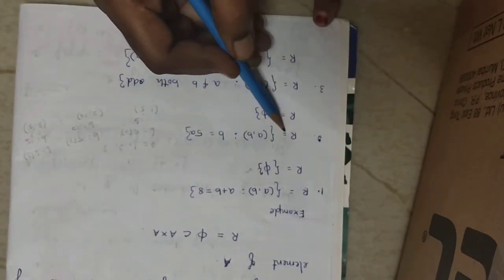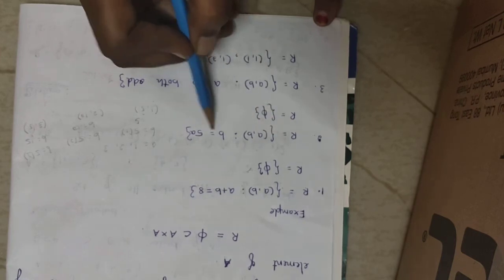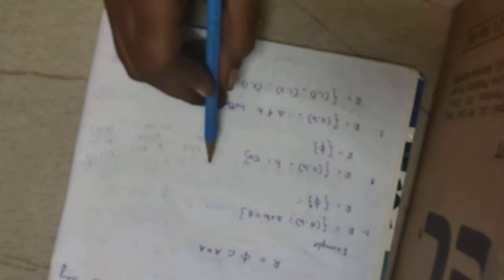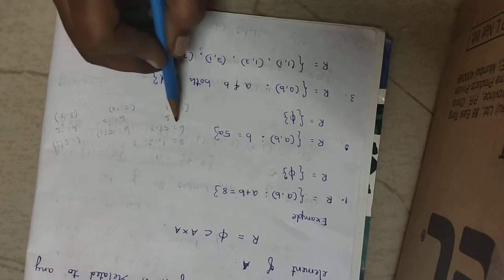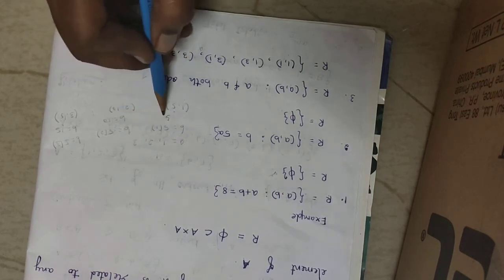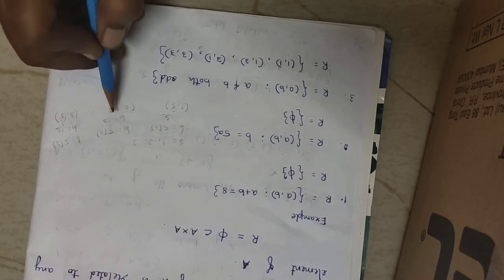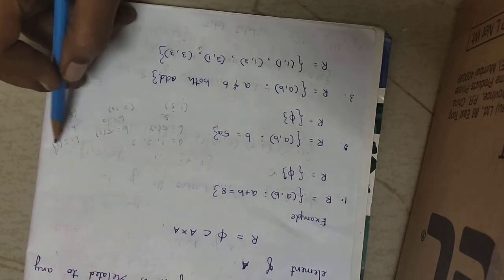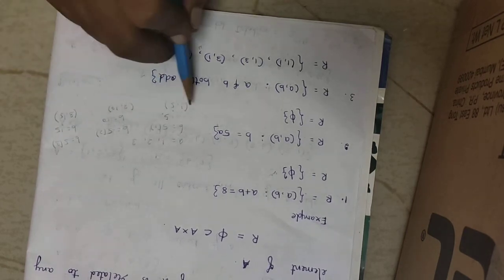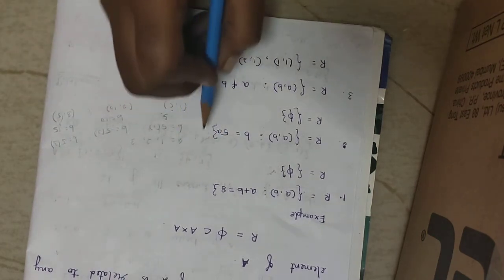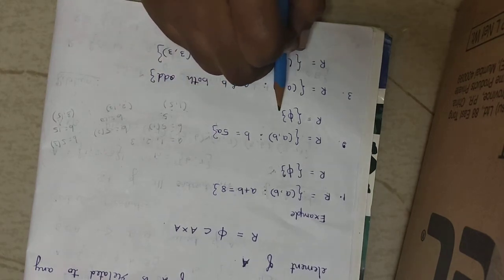Now see here, R is equal to (a, b) such that b is equal to 5a. Now a is the elements 1, 2 and 3. b is equal to 5a, that is 5 into 1, 5. Now the ordered pair is 1 comma 5. Now b is equal to 5 into 2, that is 10, so the ordered pair will be 2 comma 10. Now b is equal to 5 into 3, that is 15, so it is 3 comma 15. These are not there in this Cartesian product. Therefore this satisfies the given condition, so this is an empty relation.